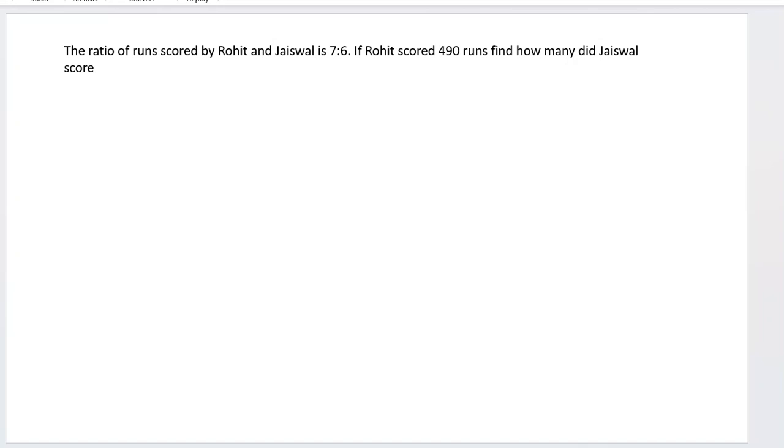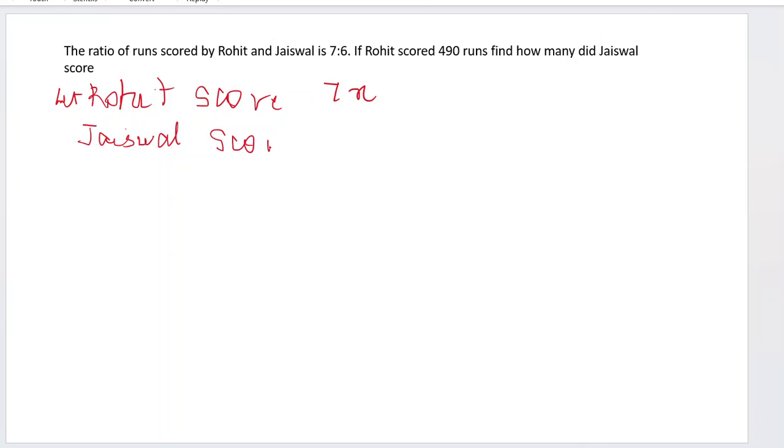The ratio of runs scored by Rohit and Jaiswal is 7:6. If Rohit scored 490, find how many did Jaiswal score. So we say start will be same. Let Rohit score 7x, Jaiswal score 6x. So now it is said the ratio of runs scored by Rohit and Jaiswal is 7:6. So we have used it.